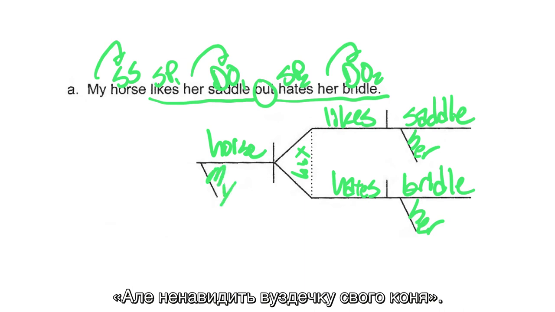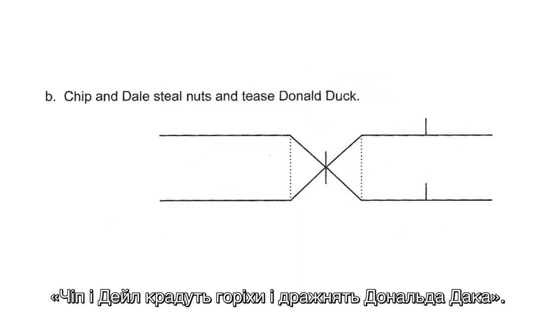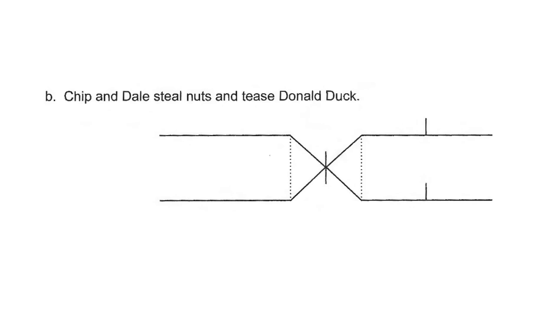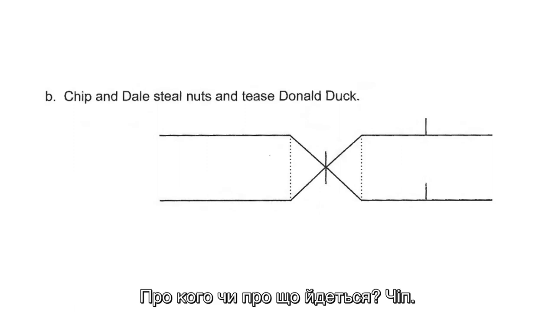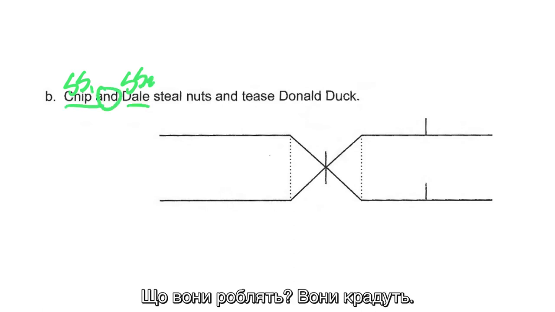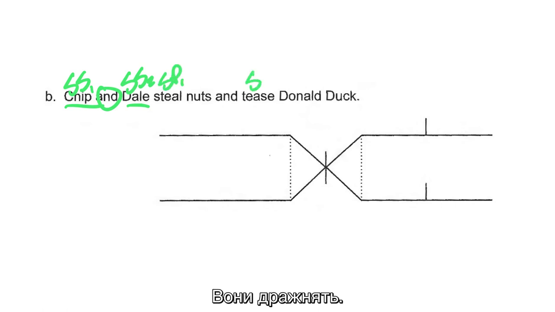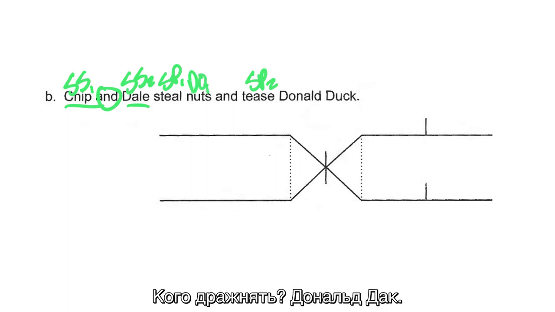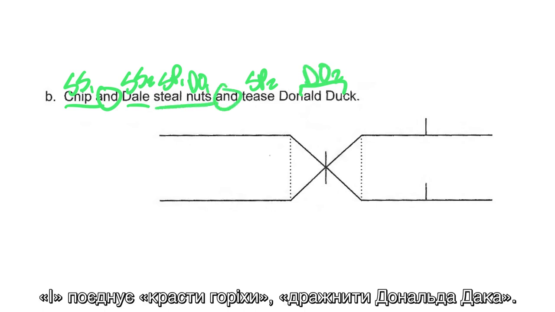Chip and Dale steal nuts and tease Donald Duck. Who or what is this about? Chip. Dale. And connects those two. What do they do? They steal. They tease. What do they steal? Nuts. Who do they tease? Donald Duck. And connects steal nuts, tease Donald Duck.